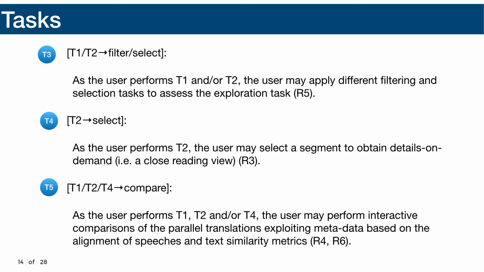As the user performs task 1 and/or task 2, the user may apply different filtering and selection tasks to assess the exploration task. As the user performs task 2, the user may select a segment to obtain details on demand. As the user performs task 1, task 2, and/or task 4, the user may perform interactive comparisons of the parallel translations, exploiting metadata based on the alignment of speeches and text similarity metrics.